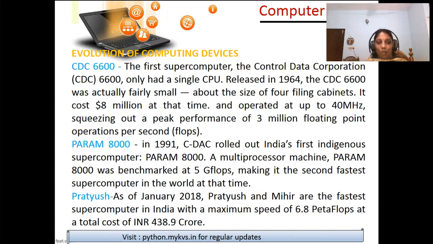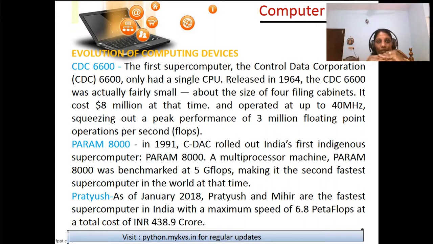So the size was very small. That was the main point. When you develop it, it should be something compact in nature. And we say the performance was based on how it operates. So it had a peak performance of 3 million floating point operations per second, which we call FLOPS. This floating point operations per second is called a flop, and that determines how much speed there is for a supercomputer. So that was the first one developed. The speed was up to 40 megahertz.